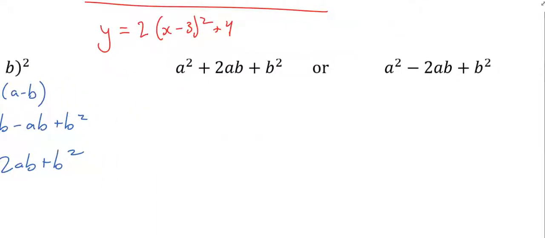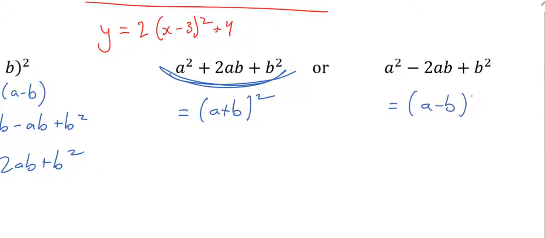And that means that when I have this situation, a squared plus 2ab plus b squared, I can write it as a plus b squared. Or if the middle term is negative, it's a minus b squared. And that's the important relationship that we need. Remember, if you didn't like that with the a's and b's, that's fine, because we're going to be doing it with numbers anyway.